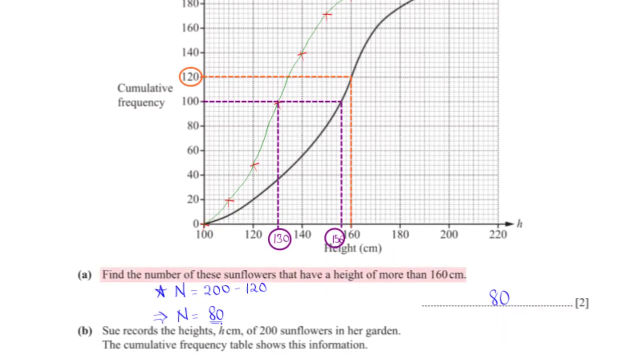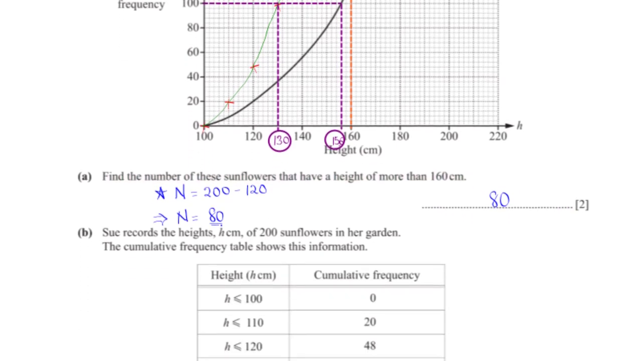Find the number of these sunflowers that have a height of more than 160 centimeters. When we map 160 centimeters to our cumulative frequency diagram, we have 120. And so the number of these sunflowers will be equal to 200 minus 120, giving us 80.